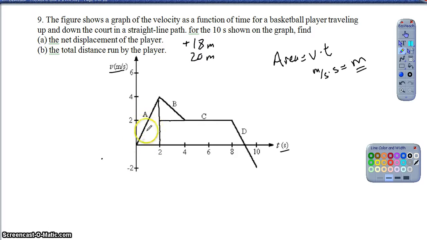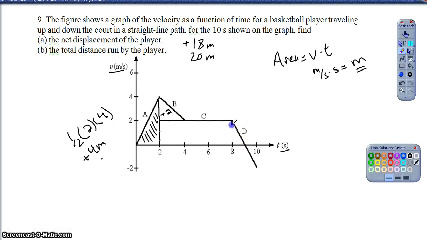So we've got this triangle here. I could find the area enclosed by this triangle. It's just got a base of 2 and a height of 4, so the area of that triangle would be 1/2 base times height. In this case, that would pan out being 4. Because it's above the x-axis, that would be a positive 4. This has a height of 2 and a base of 2. So again, 1/2 base times height means this would have positive 2 meters of displacement.